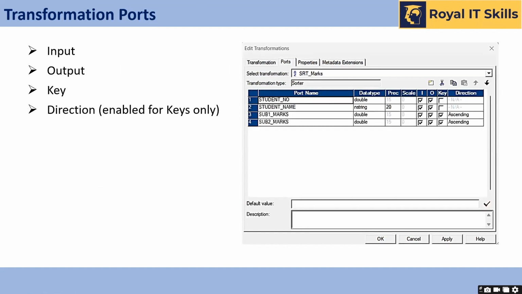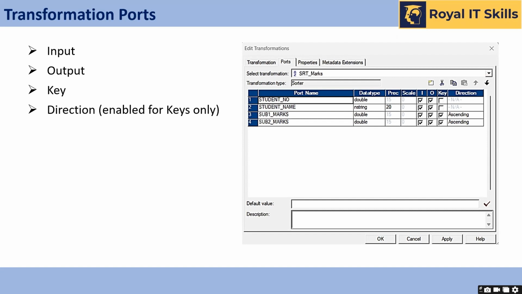Ports means input port, output port, key, and direction. Direction is whether it is in ascending order or descending order. You know what is ascending and what is descending. Ascending means A to Z, small to big: 1, 2, 3, 4, 5, 6, like that. Descending means the reverse order: Z to A, bigger value to smaller value: 10, 9, 8. So there are only two orders: ascending and descending. Smaller to big is ascending, bigger to small is descending.